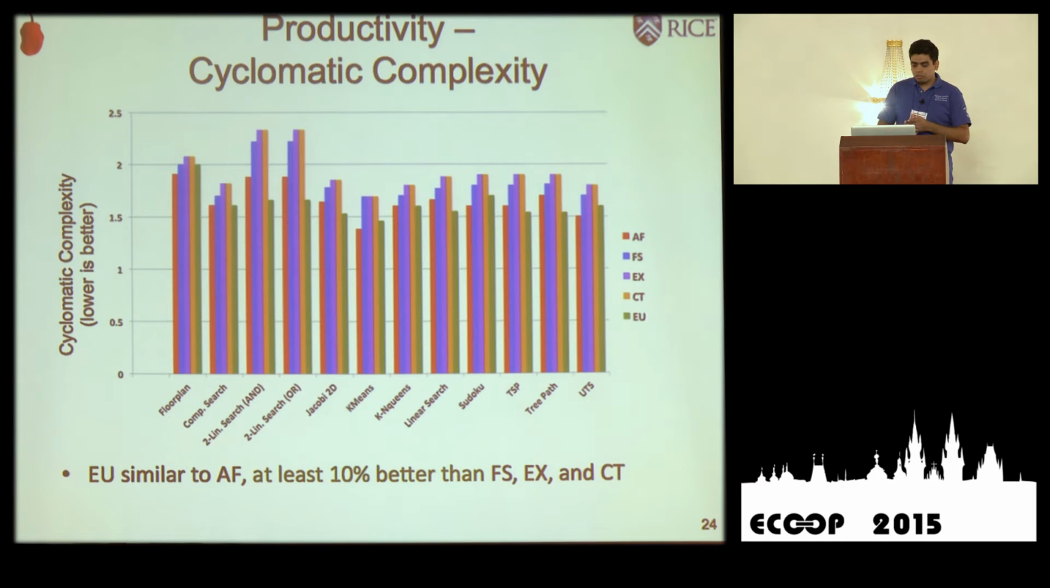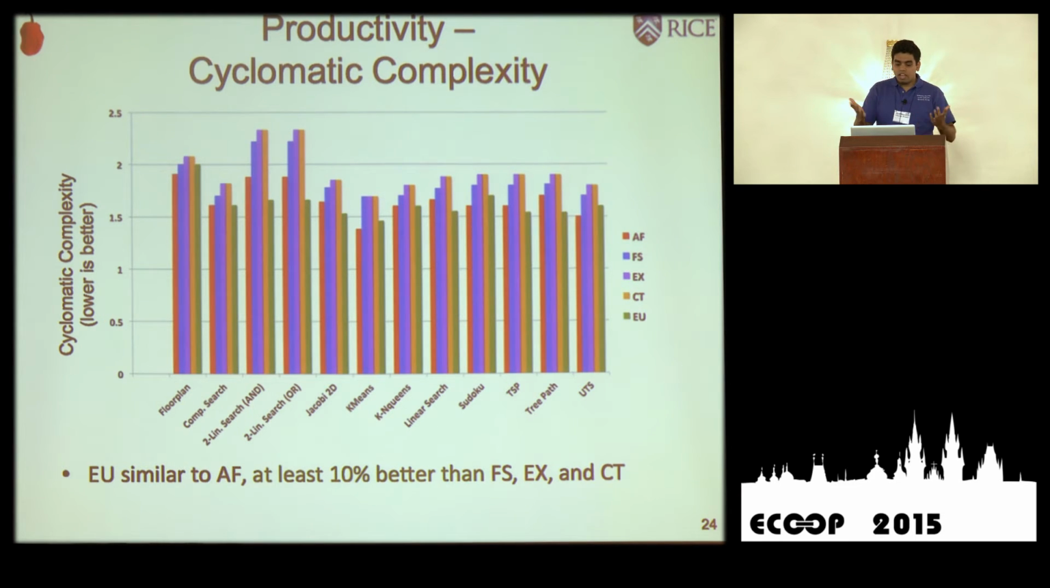So we use 3 metrics. One is lines of code, which I'm not covering in this slide. The other 2 metrics were cyclomatic complexity and Halstead's development effort. Cyclomatic complexity basically measures the number of different paths in your program. So effectively, what are the paths that the programmer has to worry about, and that can make the code more complicated to reason about.